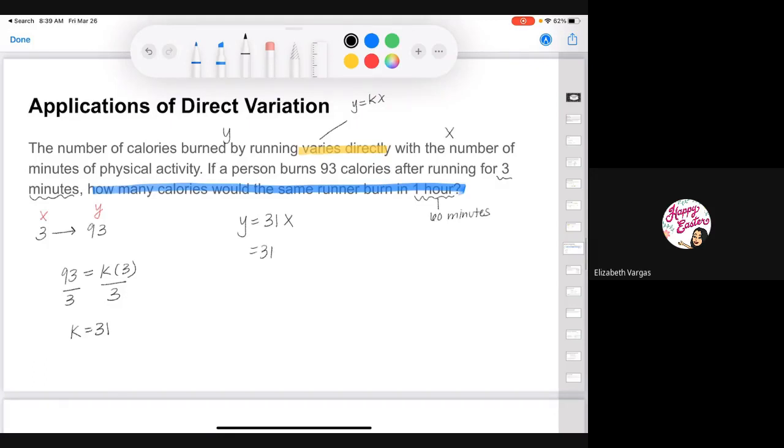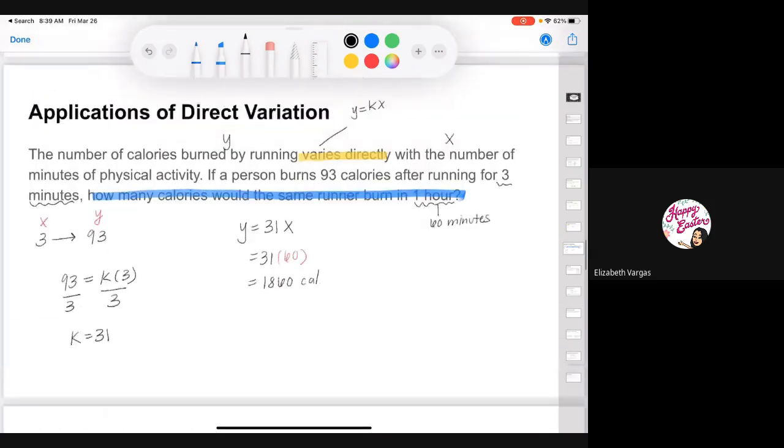31, X is 60. When I plug that in, I get Y is equal to 1,860 calories. So basically, I will burn 1,860 calories if I were to run 60 minutes. Okay. So that's how you would solve a direct variation problem. Okay. Any questions?